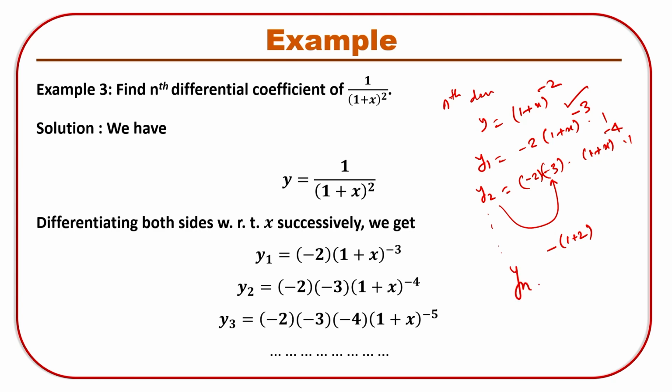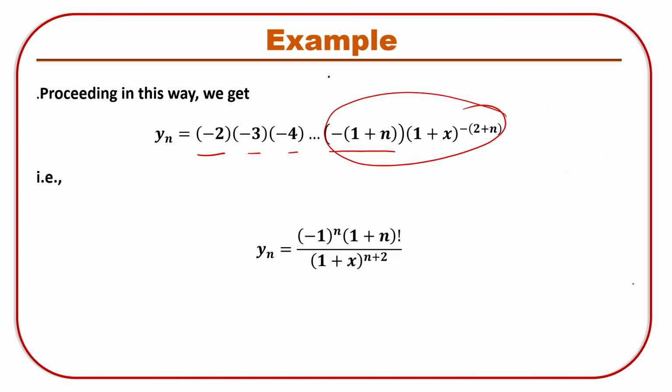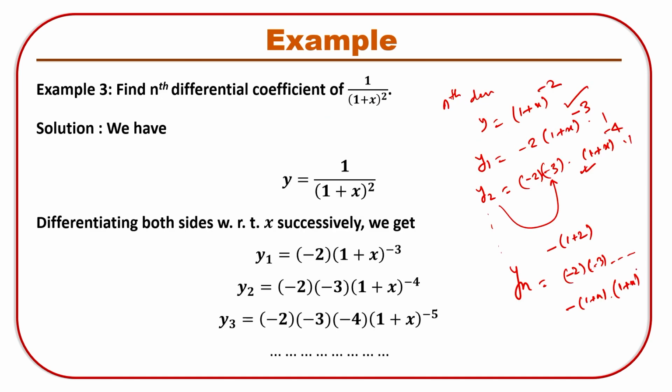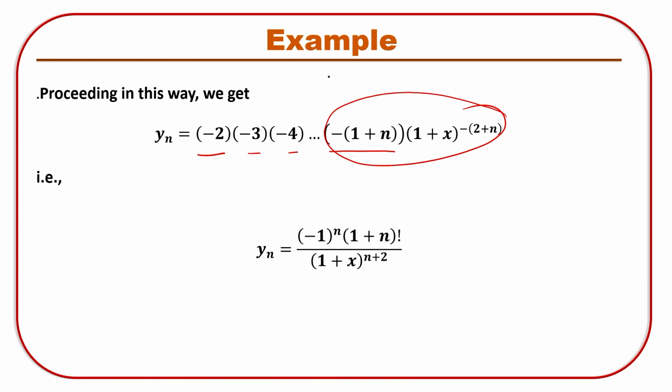So the nth term is nothing but minus 2, starting with this minus 3 and till minus of 1 plus n. That's the answer. And how much is this value? As you can see here, 1 plus x to the power minus 4 and this one is minus 3. So 1 plus x, and then it will have minus 2 plus n, right? Minus 2 plus n, and that's your answer. So yn can be written as minus 2 minus 3 minus 4 till minus 1 plus n, and (1 plus x) power minus 2 plus n.